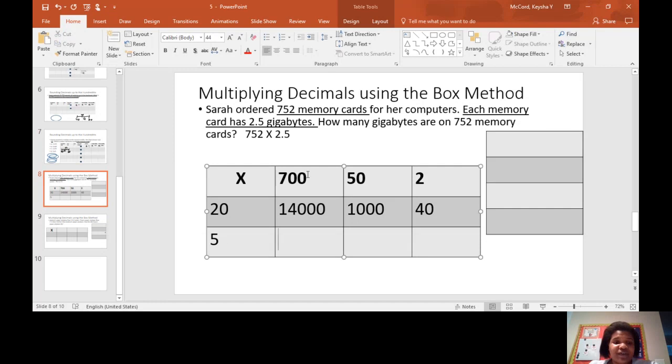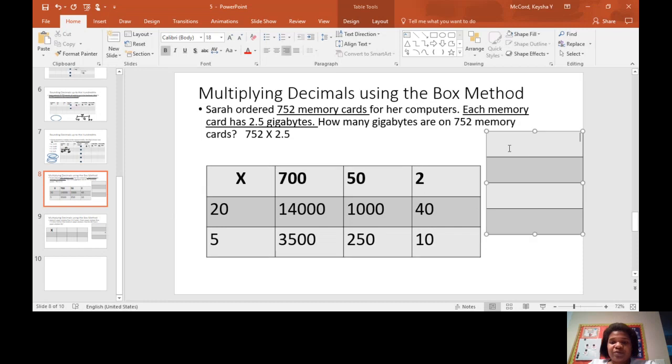Now I'm going to multiply 5 times 700. Again, it's a bigger number, so I know 7 times 5 is 35, and I'm going to add 2 more zeros. So 5 times 700 is 3,500. 5 times 50, well, 5 times 5 is 25, and I'm going to add a 0. 5 times 2 will be 10. So I'm done multiplying. My next step is to add my numbers to get my answer.